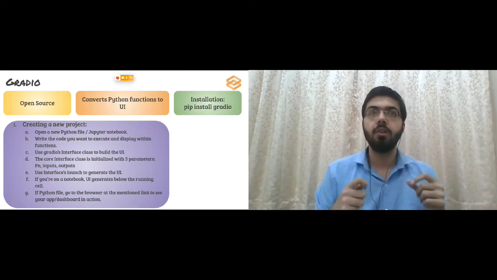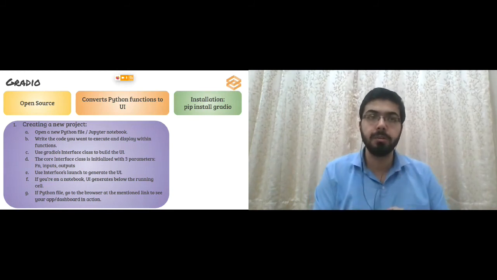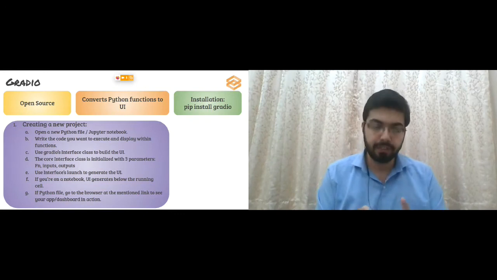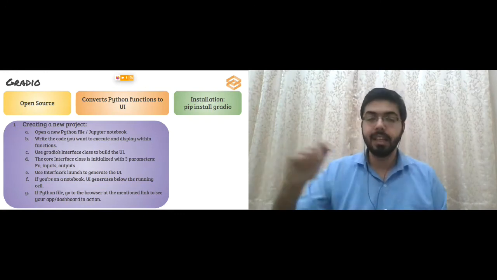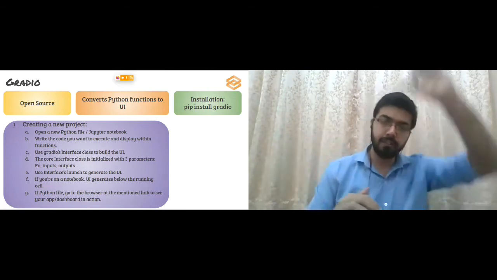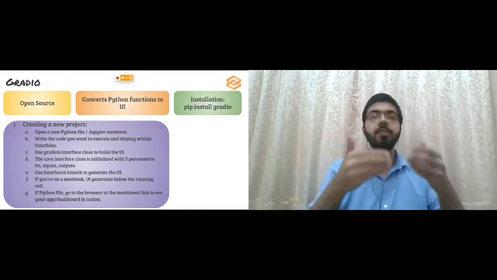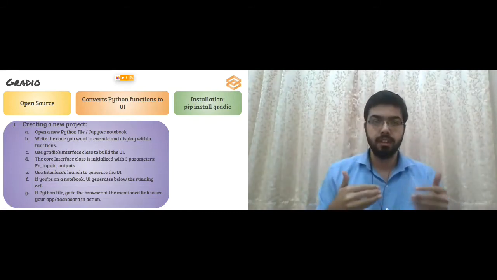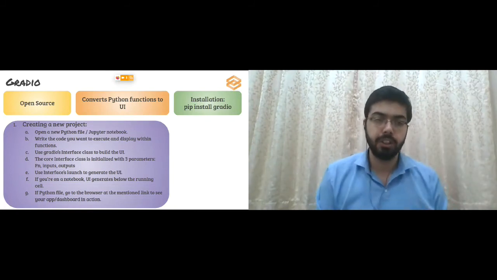What does the core Gradio Interface class take? It takes three things. It takes a function that you want to expose, the inputs that you want to take from the user, and the outputs that you want to show to the user. The inputs, of course, have to be parameterized in the function itself. Once you have the function and have defined the Interface class with the function, inputs and outputs, you use interface.launch to launch the UI, and that's it. So that is how you can get started very quickly with a Gradio project.